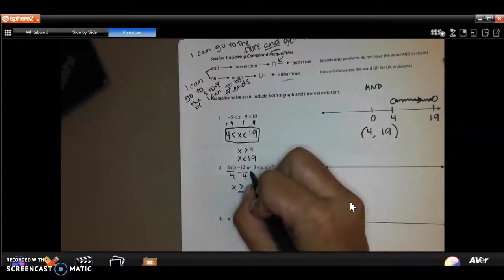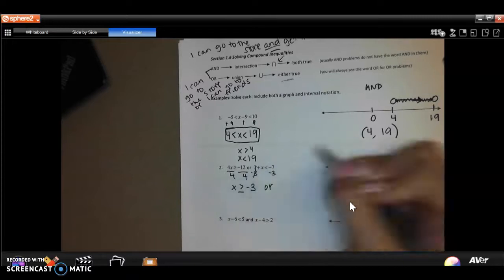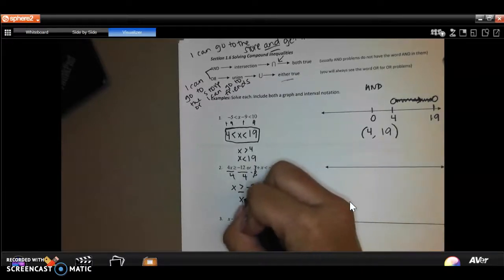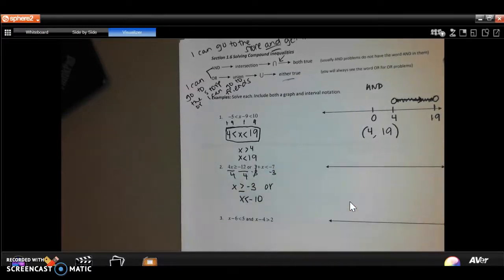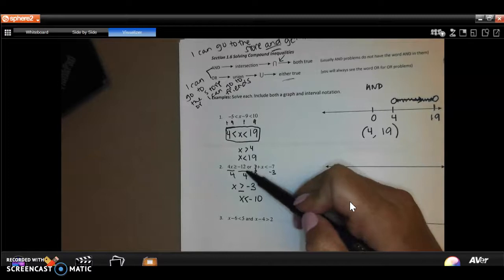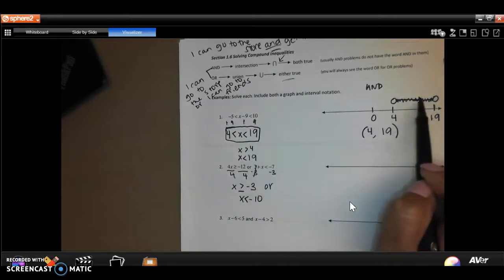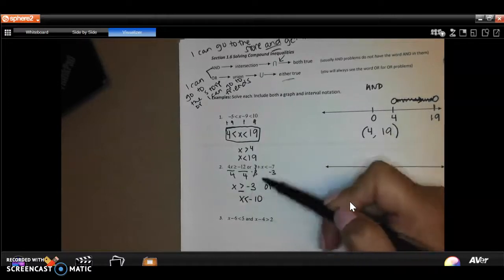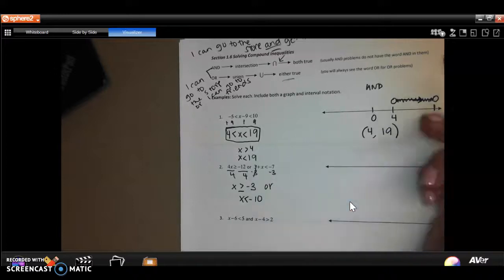Or, we're going to solve this one. I'm going to subtract my 3. Subtract my 3. We get x is less than -10. All right, so we have our or. Now, for ors, there will not be an overlap. Where here they overlapped, right? There's not going to be an overlap for this one, so it's really easy to see, all right?